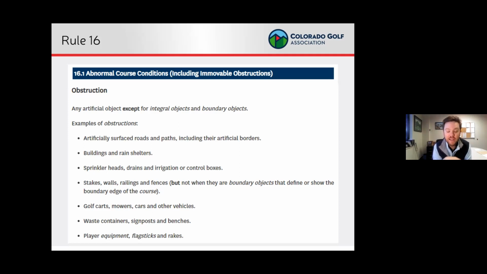So even if there's a white line on the ground and there's a boundary object right there that is showing the boundary edge of the course, it's still a boundary object. Always, that white stake's always going to be a boundary object, unless the committee puts in a certain local rule, which really never happens. It doesn't need to happen.